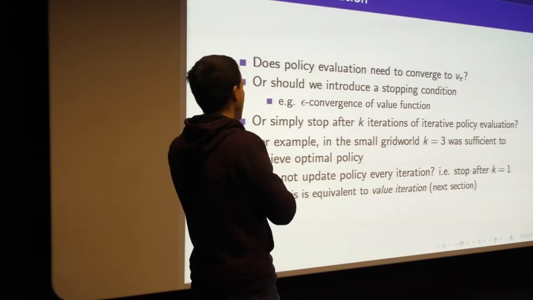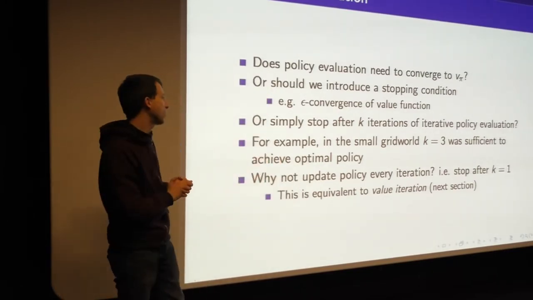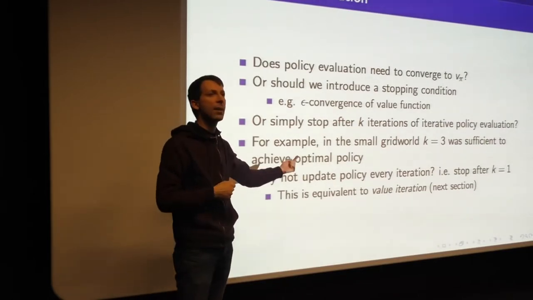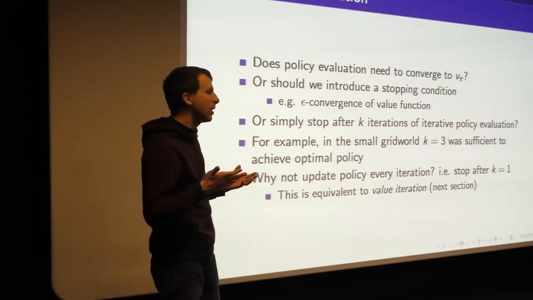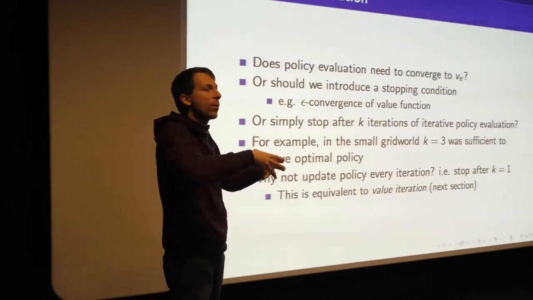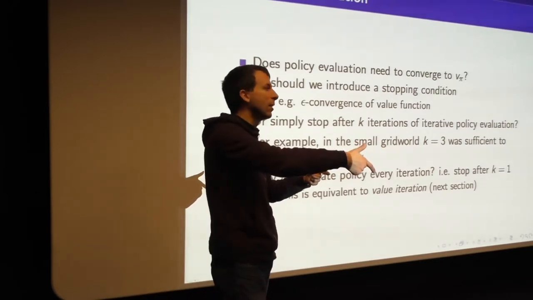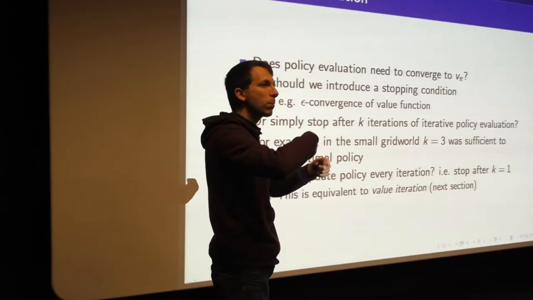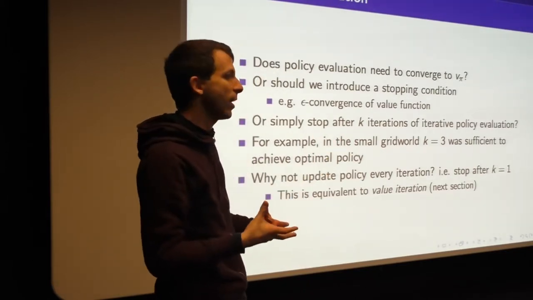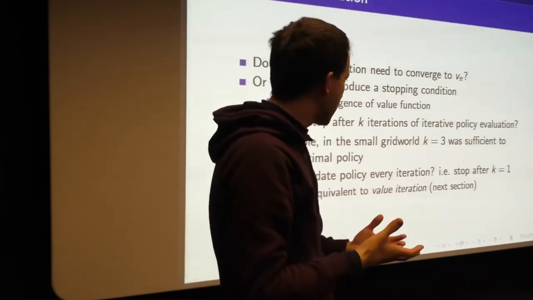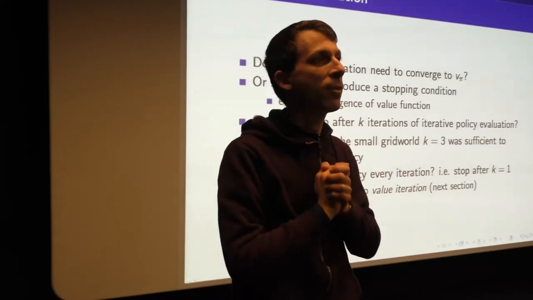I'm not going to prove that. Except in one special case, which is the extreme case of this, which is when we actually just stop after k equals 1. In other words, we just do one inner loop: we look at the Bellman equation once, we update our value function, we act greedily with respect to that value function, and then we immediately proceed. So it's the extreme case of that. And this extreme case is actually equivalent to value iteration, and we're going to have a whole section on that. It's probably the most popular method for dynamic programming.